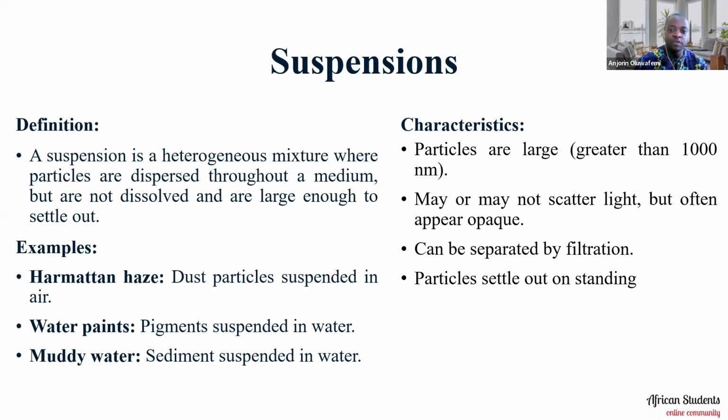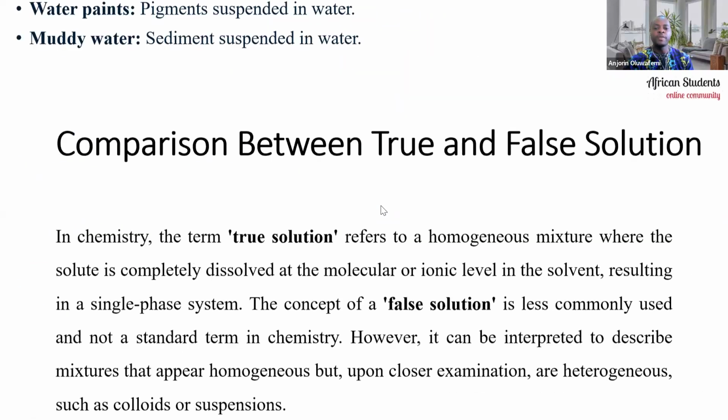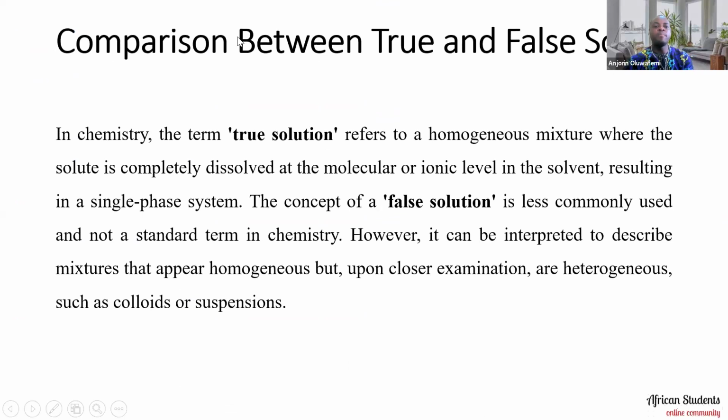What are the characteristics of suspension? Number one, particles are large, greater than 1,000 nanometers. That's the particle of the suspension is very, very large. May or may not scatter light, but often appear opaque. Also can be separated by filtration, unlike what we have in the true solution and in colloids. And particles settle out on standing. So these are the characteristics of suspension.